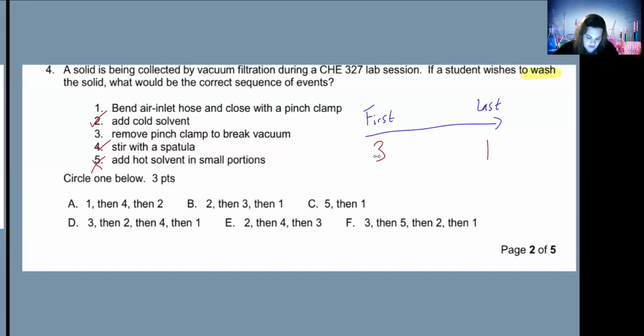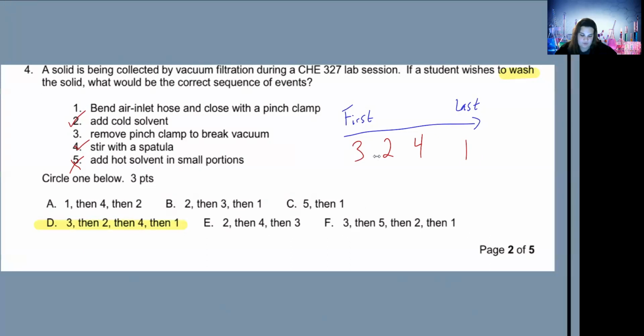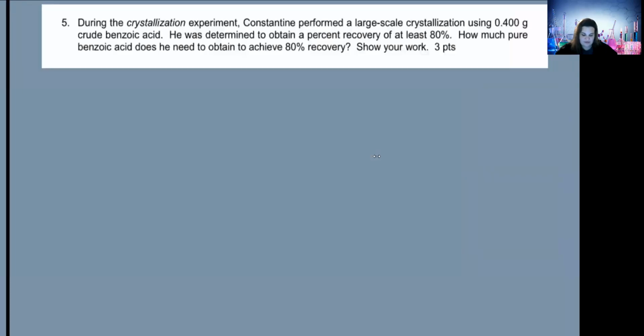So we are breaking the vacuum, and then we have to either add cold solvent or stir it with a spatula. So our next step is you want to add the cold solvent. Once the cold solvent is added, stir it with a spatula to wash those crystals, and then go ahead and close the vacuum, have that system running again, okay? So this is 3, 2, 4, 1. 3, 2, 4, 1, D. Excellent. Let's try the next one. Pause, try it out, and then we'll run through it together.